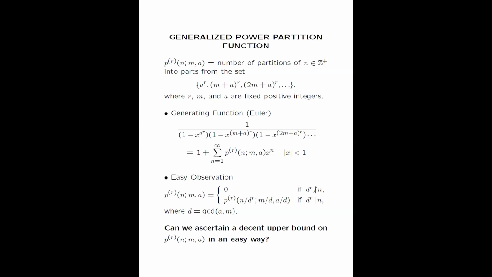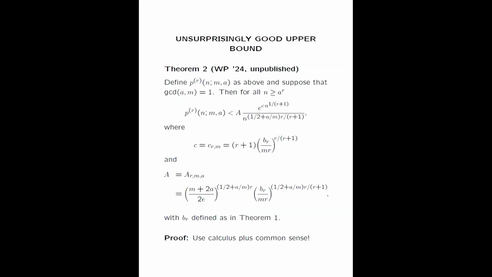Well, the answer is yes. So here is, now the other one was a surprise, so now this should not be a surprise. This is an unsurprisingly good upper bound. And I give it here, I'm assuming that A and M are relatively prime.